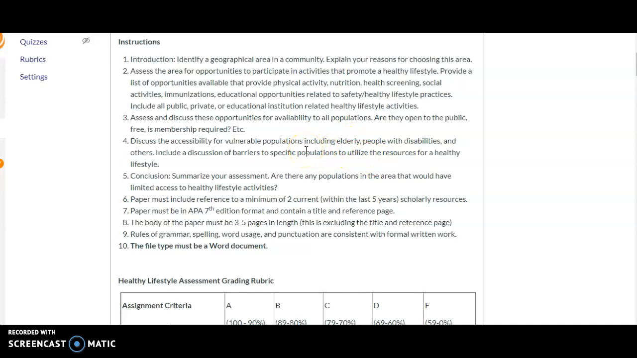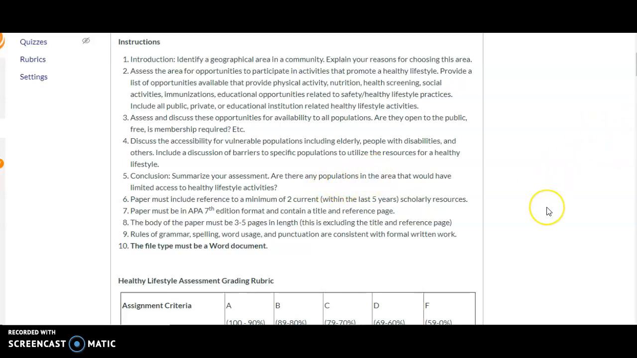Finally, in your conclusion, you're going to first do two things. You're going to summarize what you talked about, and then you're going to talk about the populations that did have limited access in this area. So that's part of that.